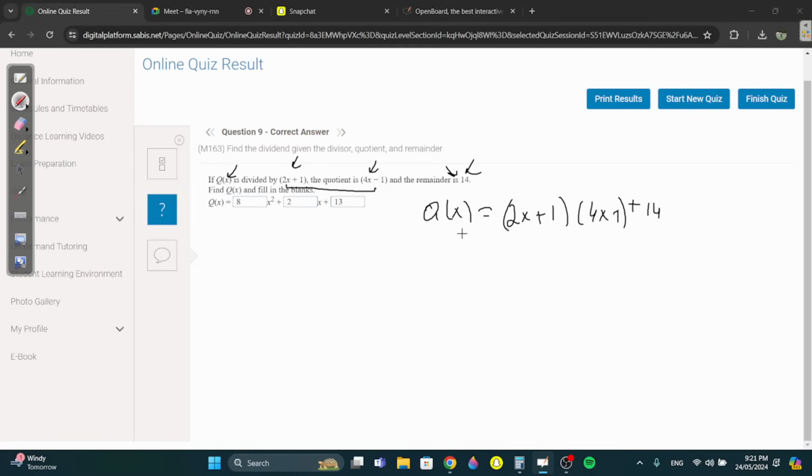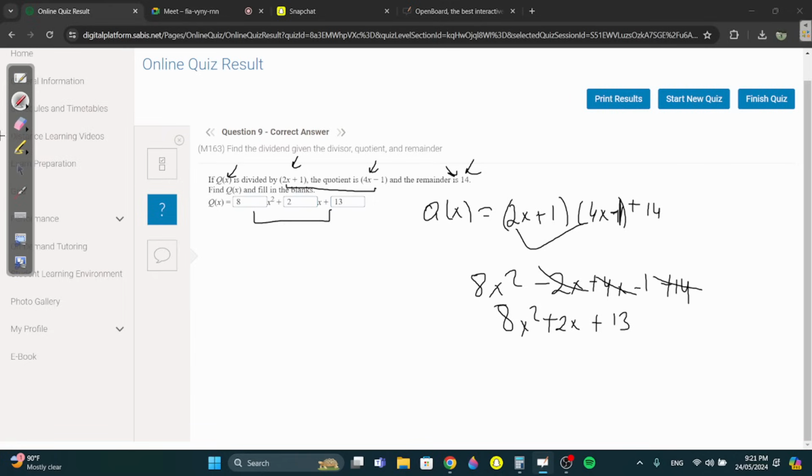So basically what you have to do is just expand. So 2x times 4x is going to be 8x squared. 2x times 1, is that minus 1? Yes, minus 1. Okay, 2x times minus 1 is minus 2x. Then 1 times 4x is plus 4x. Then 1 times minus 1 is minus 1. Then you put plus 14 at the end, right? Minus 2x plus 4x is plus 2x. And then minus 1 plus 14 is plus 13. Then we're done with this. We just take the 8x squared down. You're going to get 8x squared plus 2x plus 13.